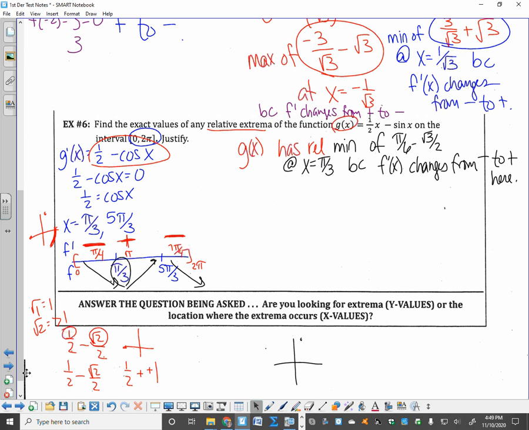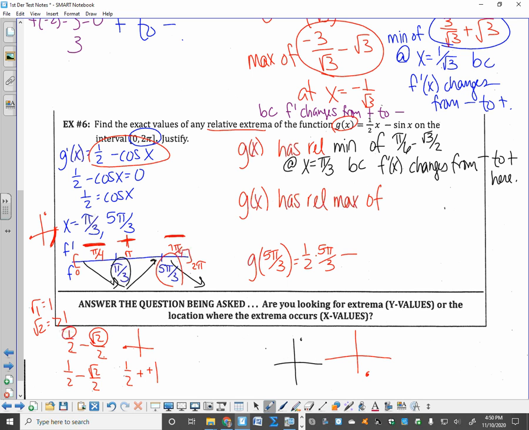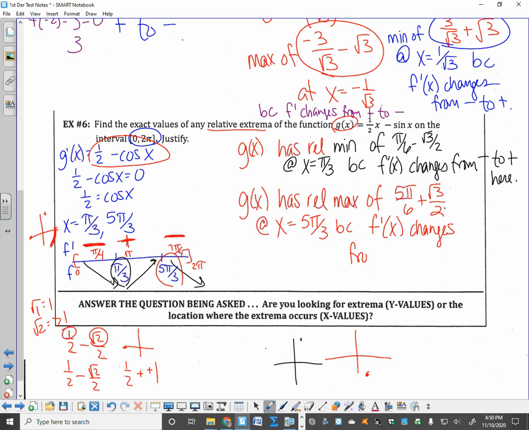Okay, erase my chicken scratch. G of x has a relative max of, okay, I gotta go find the max, 5 pi over 3 into the original function. G of 5 pi over 3, 1/2 times 5 pi over 3 minus sine of 5 pi over 3, which is down there. Sine, pretty ugly. Negative ugly. So 5 pi over 6 plus root 3 over 2 at x equals 5 pi over 3, because f prime of x changes from positive to negative here.